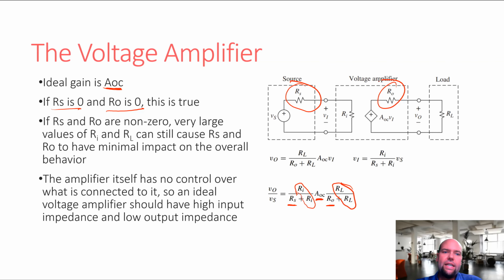But that's, again, that would be great, but that's not always true. So assuming that's not true, what can we do to mitigate that? So assuming that RS is non-zero and RO is non-zero, what about this equation will minimize the impact of that?